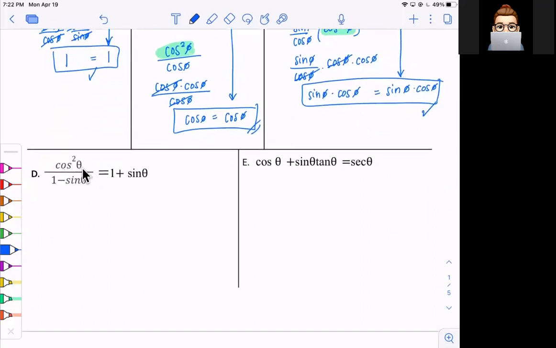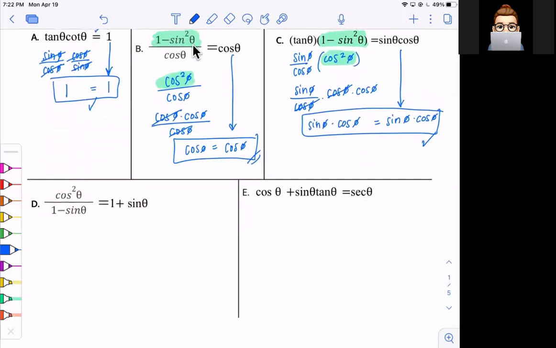So cosine squared theta over 1 minus sine theta. Notice I would be tempted to change it into 1 minus sine squared, but it's not squared, so I cannot change it here, right? Cosine squared theta, I could change into 1 minus sine squared theta. And you might be tempted to cross these out, but we can't because there's subtraction there. So there's nothing I can do here, right?